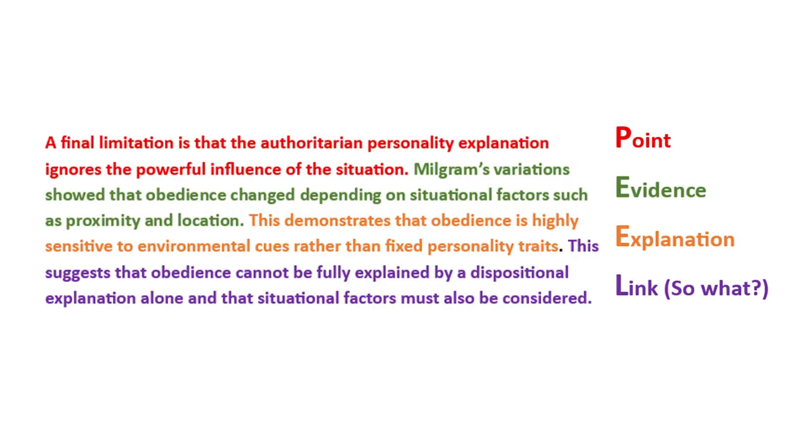A final limitation is that the authoritarian personality explanation ignores the powerful influence of the situation. Milgram's variations showed that obedience changed depending on situational factors such as proximity and location. This demonstrates that obedience is highly sensitive to environmental cues rather than fixed personality traits. This suggests that obedience cannot be fully explained by a dispositional explanation alone, and that situational factors must also be considered.